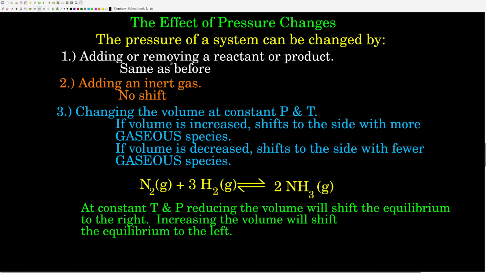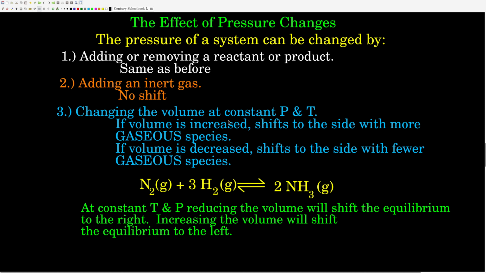Le Chatelier's principle. If we add a reactant, it shifts to the right. Add a product, it shifts to the left, and vice versa. Now, this is a good one to remember. If we add an inert gas, it has no effect whatsoever. So we can pump that thing full of neon, and it's not going to change the equilibrium.